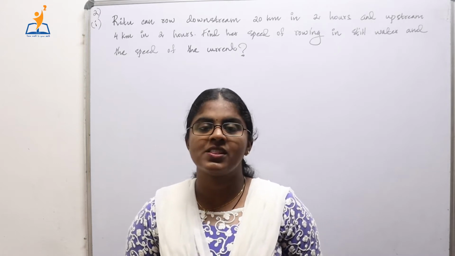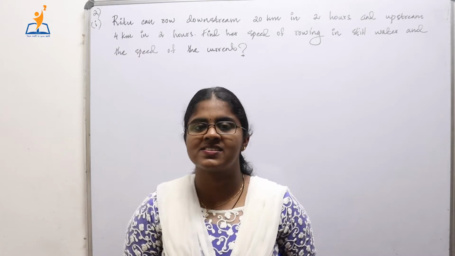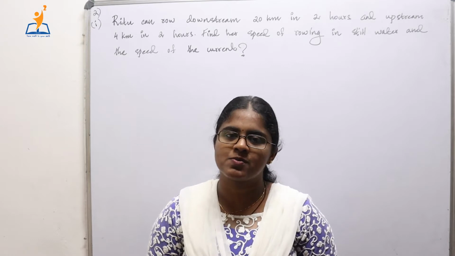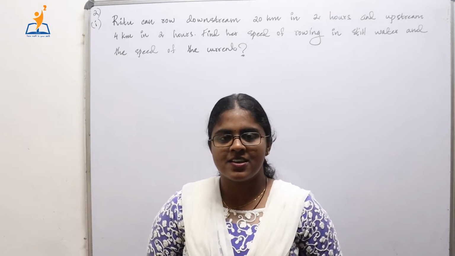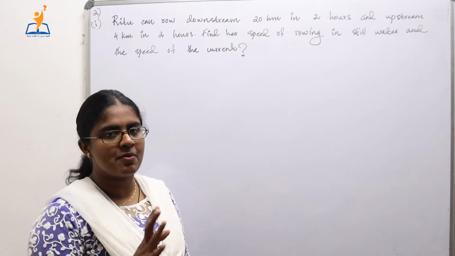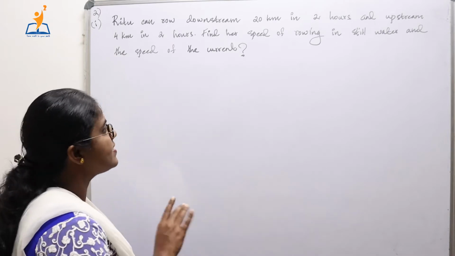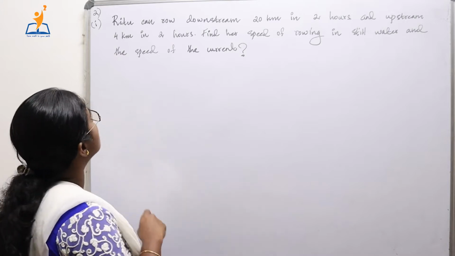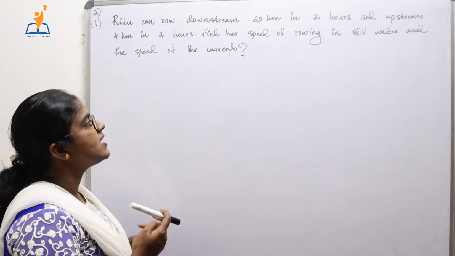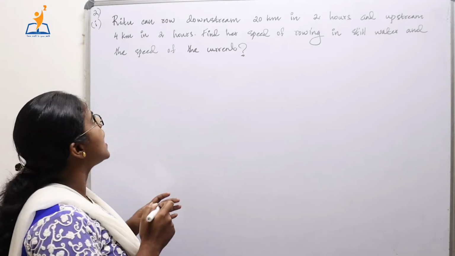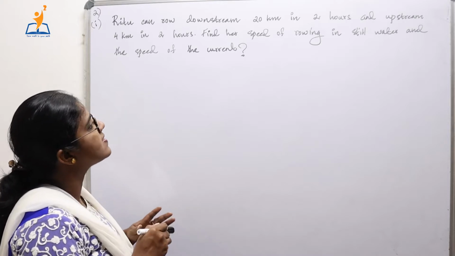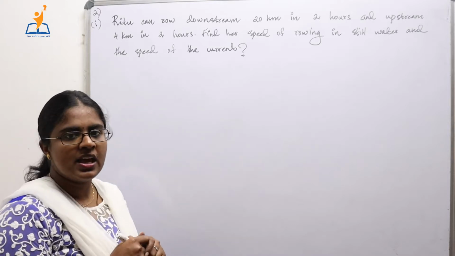So we were dealing with exercise 3.6 and in today's class we are continuing with some different problems from exercise 3.6. So we are solving the first subpart of the second question from exercise 3.6 now. It's a quite important question. So the question is, Ritu can row downstream 20 km in 2 hours and upstream 4 km in 2 hours. Find her speed of rowing in still water and the speed of the current.